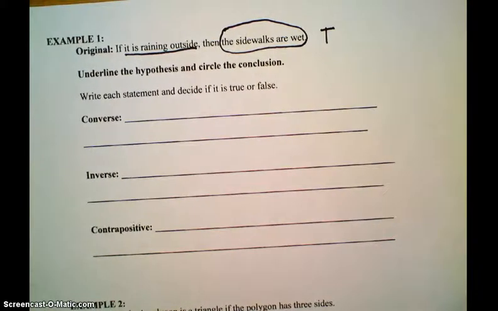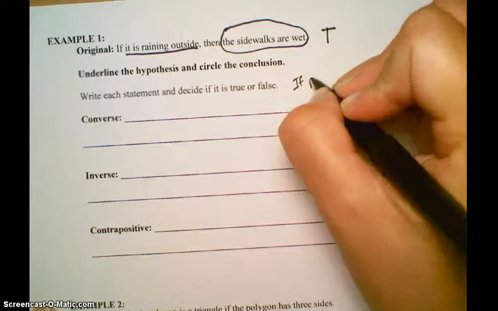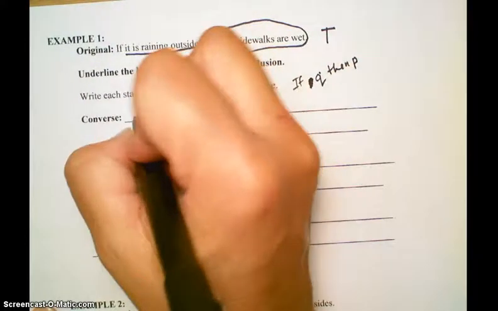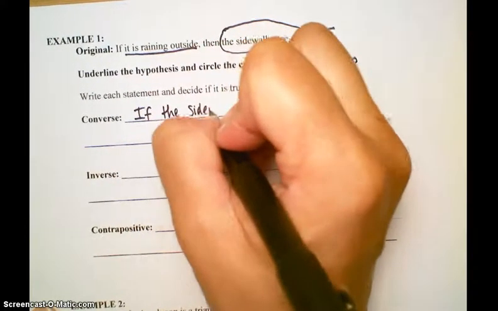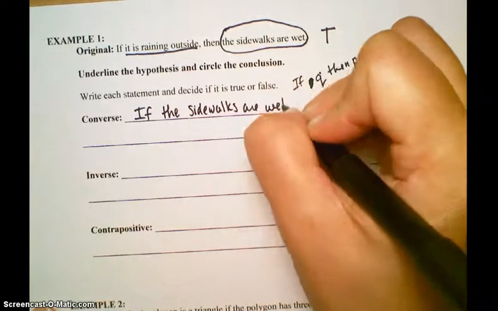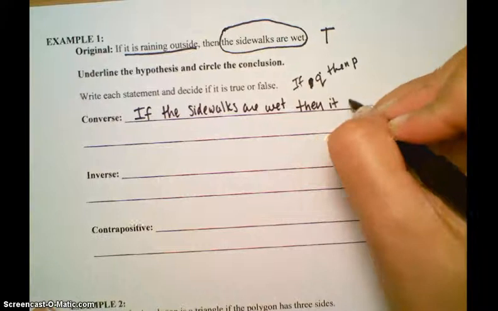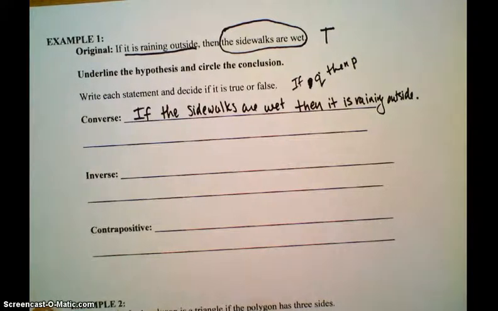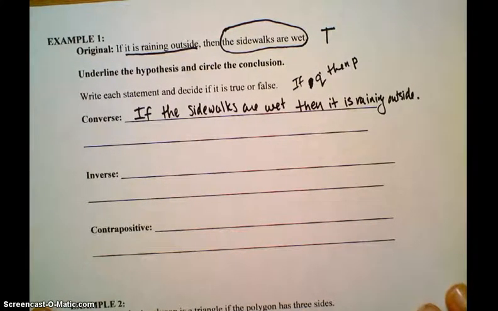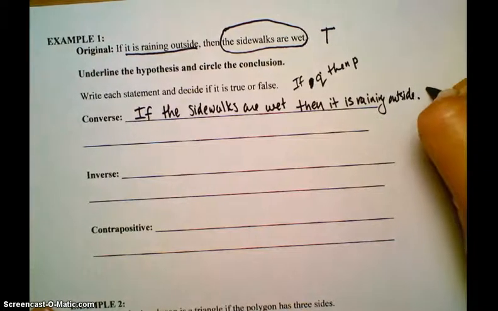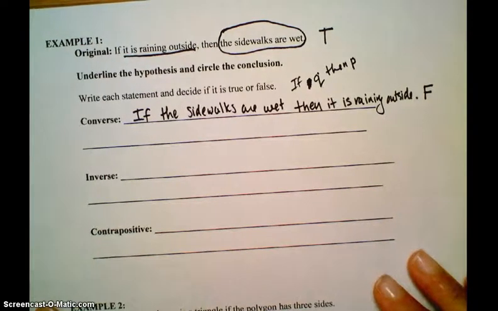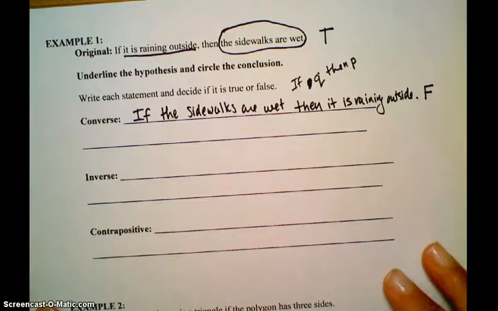Okay, so the converse is when you switch hypothesis and conclusion. So again, you're going for if Q, then P. So that would become, if the sidewalks are wet, then it is raining outside. So, what do you think? True or false? Well, that's actually a false statement. And the reason it's false is if the sidewalks are wet, there are other reasons for them being wet. It may not be raining, maybe the sprinklers are on. So that is a false statement.